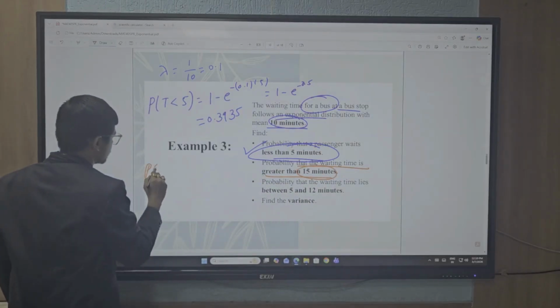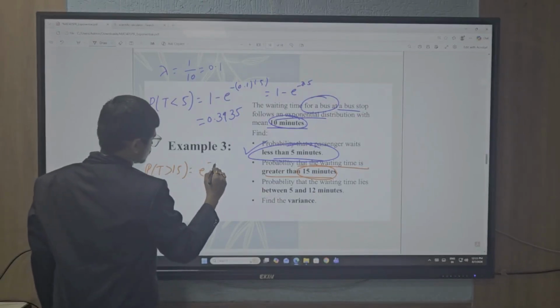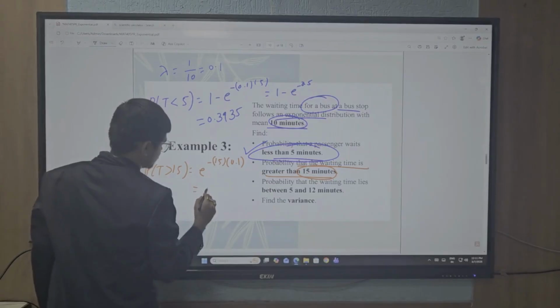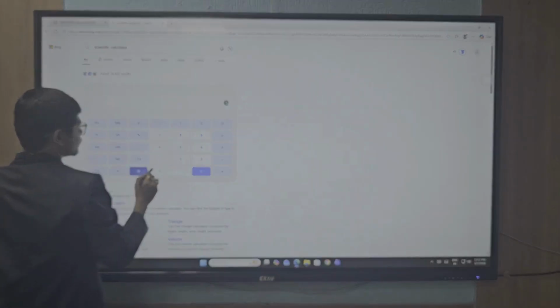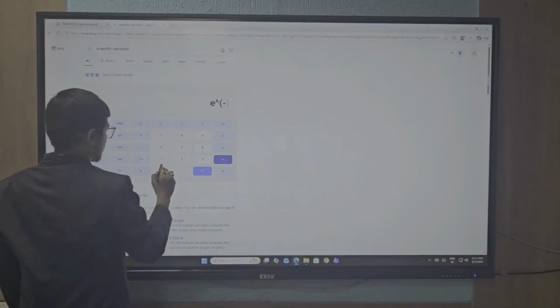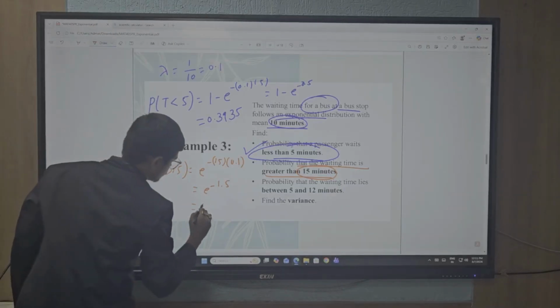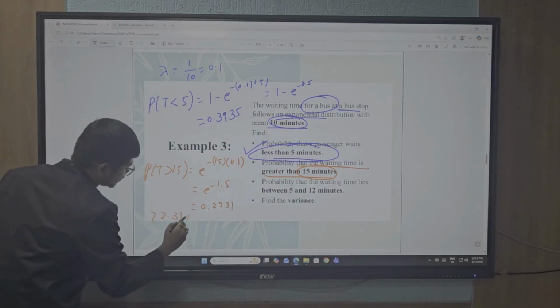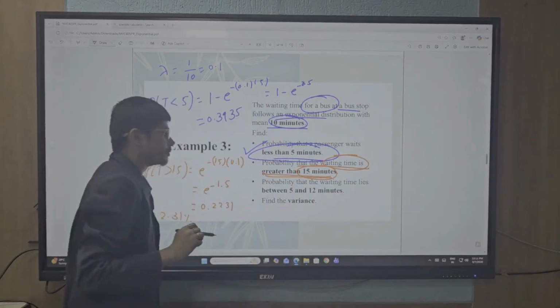Greater than 15 minutes means e raised to minus lambda t, which is e raised to minus 1.5. How can we solve e raised to minus 1.5? It is 0.2231, which means there is a 22.31% chance that the waiting time is greater than 15 minutes.